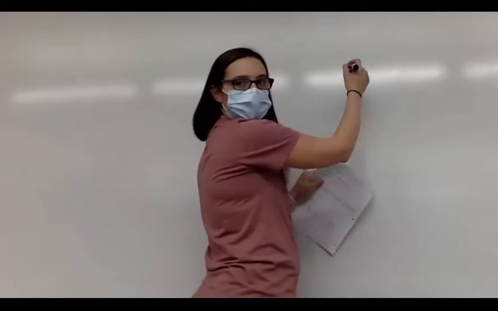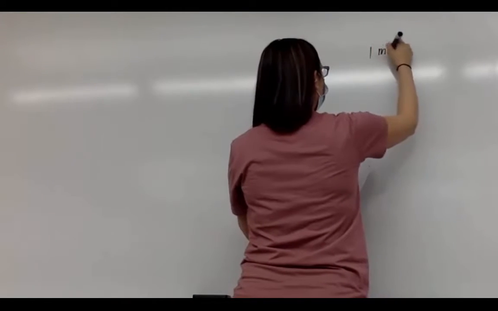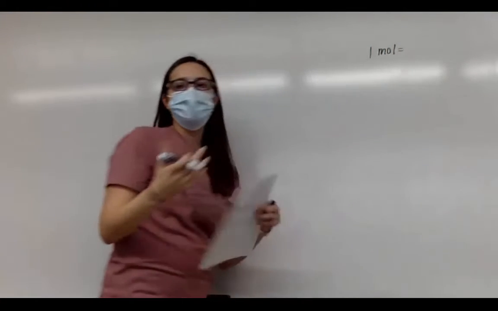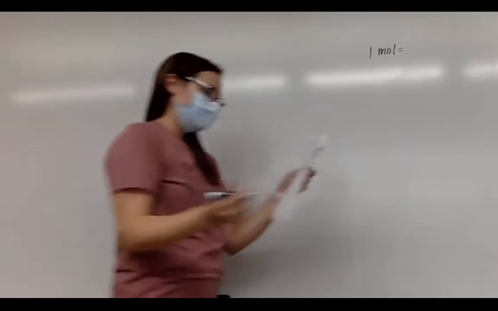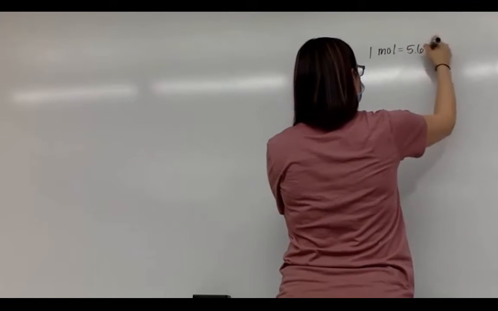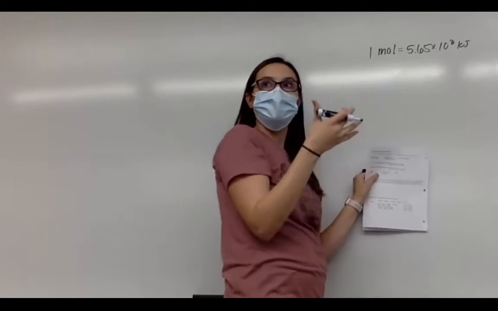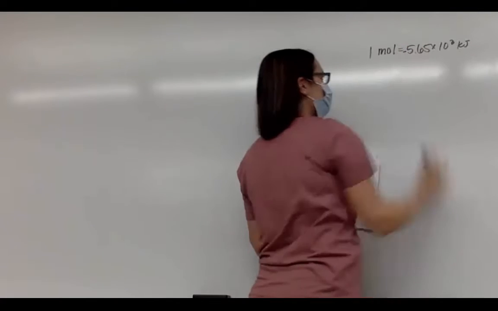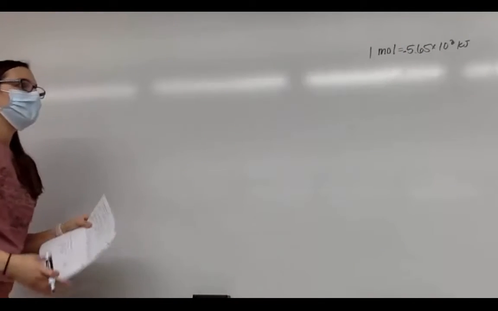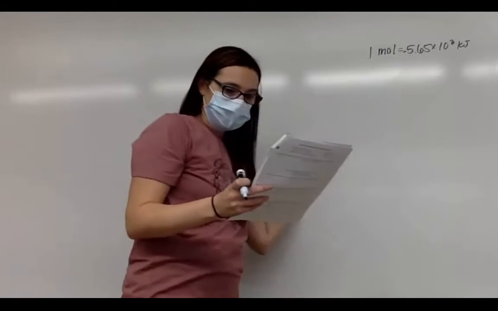So for number 3 on page 16, it says that the combustion of 1 mole of sucrose evolves 5.65 times 10 to the third kilojoules of heat. So I'm going to write it over here. 1 mole of sucrose. When it says it evolves, that means it produces 5.65 times 10 to the third kilojoules of heat. And since it's producing the heat, that means it's releasing heat, so it's going to be negative. Now that's going to be some useful information for a little bit later.